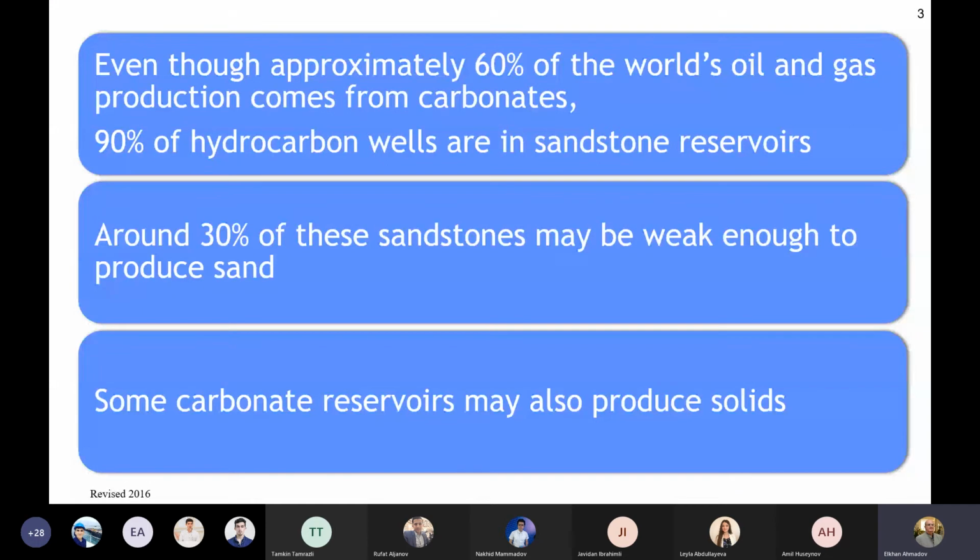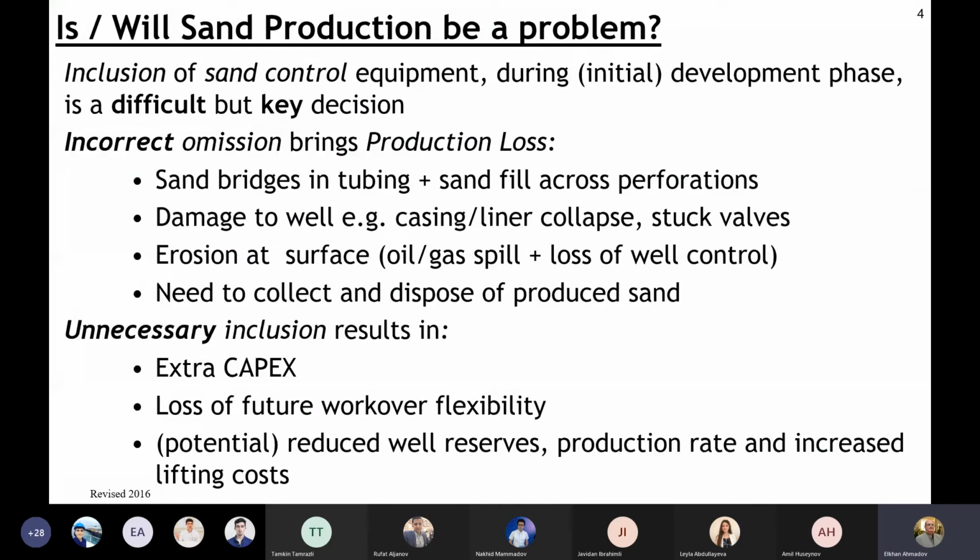And any production of these solids into the wellbore will lead to sand bridges in the tubing, damage to the well equipment, because at high flow rates or moderate flow rates, those solid particles become very erosive, and it might lead to erosion and collapse of the tubing, casing, surface equipment, and also there is a problem that if we start producing this sand to the surface, then we will have a problem of disposal of this sand. So we have to do something with this sand.